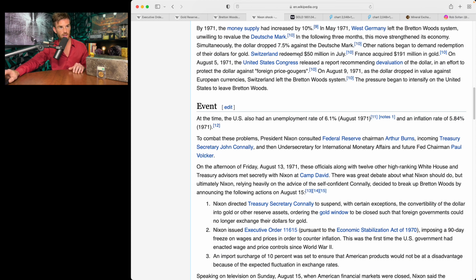Then Switzerland started redeeming their gold from the U.S., saying, hey, here's your dollars back. Let's get that gold back over here in Switzerland. We'd appreciate that. Started getting their gold back. Then France came in, and this is when Nixon got scared, when France came into the picture.